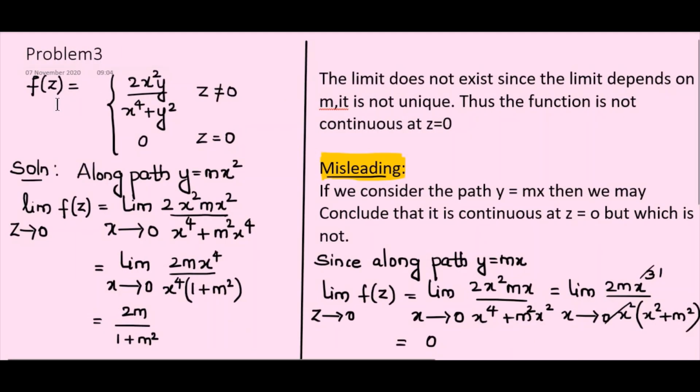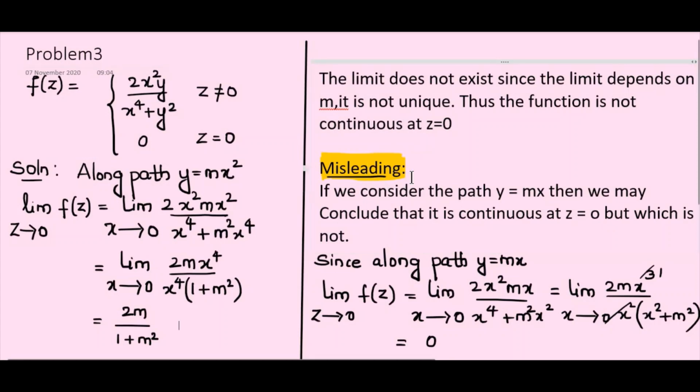Check the continuity of this function at origin. Here, instead of taking the path y equal to mx, I have taken the path y equal to mx square. After considering this path and substituting the value of x here, because I have converted everything in terms of x, write the limit for x, and after simplifying you will be left with 2m divided by 1 plus m square. This limit does not exist because it depends on the value m, and therefore it is not unique, and hence we can conclude the function is not continuous at z equal to 0.